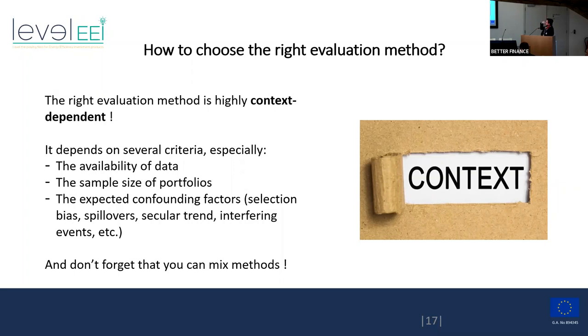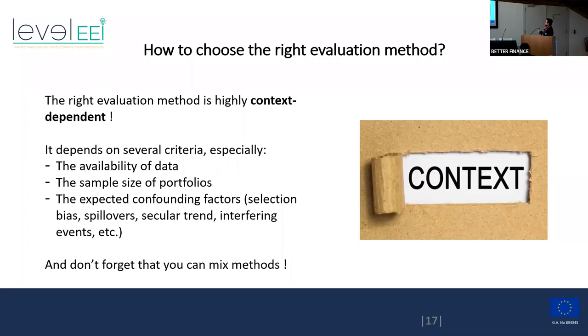And you have to think about confounding factors. What could bias your impact estimation based on what you know about the environment? And there are very typical confounding factors: the selection bias, the spillovers, the secular trend, the interfering events. I can explain the different ones. Selection bias is, for instance, when you may be tempted to select companies that are already on a good path. Or just because you know that the management that has just arrived is a management super concerned by climate issues, for instance. So you invest in that, and you will observe a very rapid, let's say, decarbonization, but not because of your actions, just because of the management actions. So that's a selection bias.